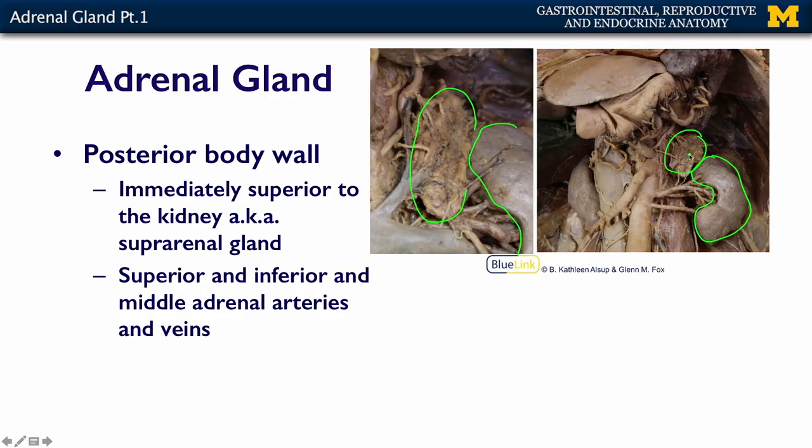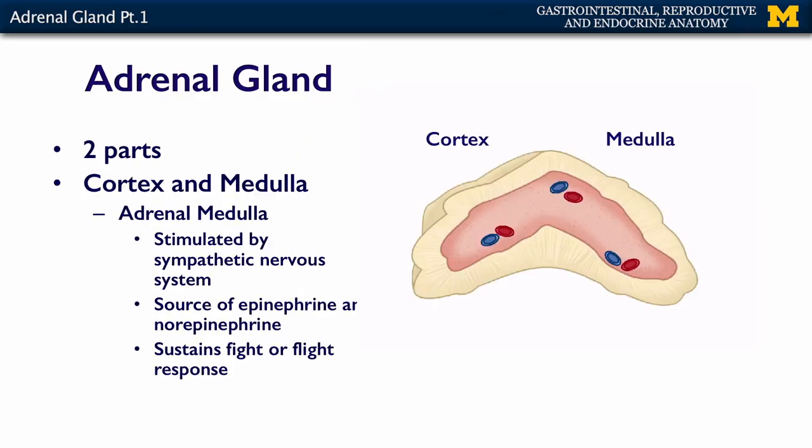There are superior, middle, and inferior arteries and veins that are the blood supply for the adrenal gland, and it's important that you have a really good blood supply because, of course, as an endocrine gland, it's going to secrete into that vasculature so that its hormones can be distributed throughout the body. There are two parts to the adrenal gland. We have a medulla, which is in the middle, and we have a cortex, which is on the outside. So it forms the outer rim.